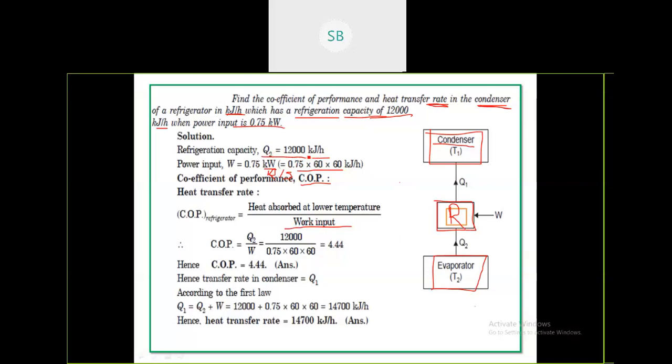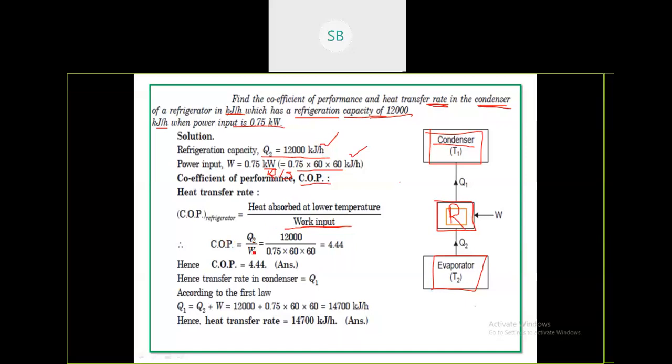Now we put the values which are given. We must check that the units are the same. Kilojoule per hour, kilojoule per hour. We can also convert these kilojoule per hour into kilowatt and use that value also. It depends on you. Whenever we put values in any equation, the units must be the same.